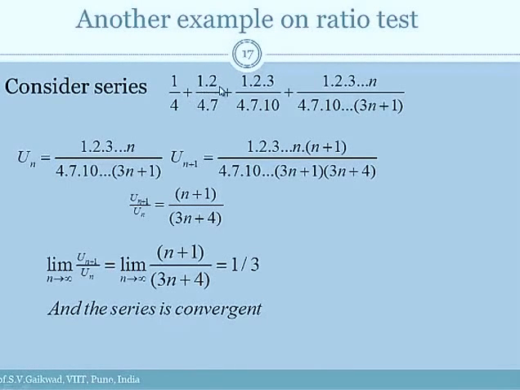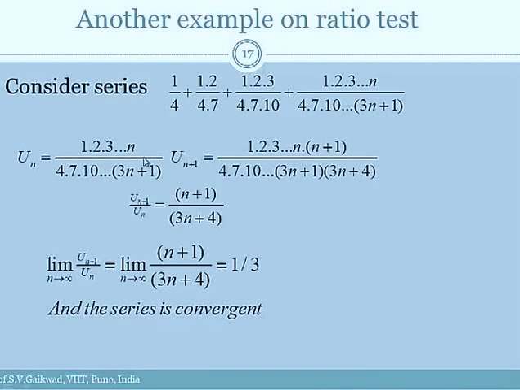1 by 4 plus 1 into 2 upon 4 into 7, plus 1, 2, 3 upon 4, 7, 10, and so on, up to 1, 2, 3 up to n, and 4, 7, 10 up to 3n plus 1. This is the nth term. Note that each term starts with 1 in the numerator and 4 in the denominator. So the nth term will also start with 1 and end at n, and the denominator will start with 4 and end at 3n plus 1. This is un plus 1. These terms are already there, plus one more term, into n plus 1, and this will be 3n plus 4. These terms are added there.